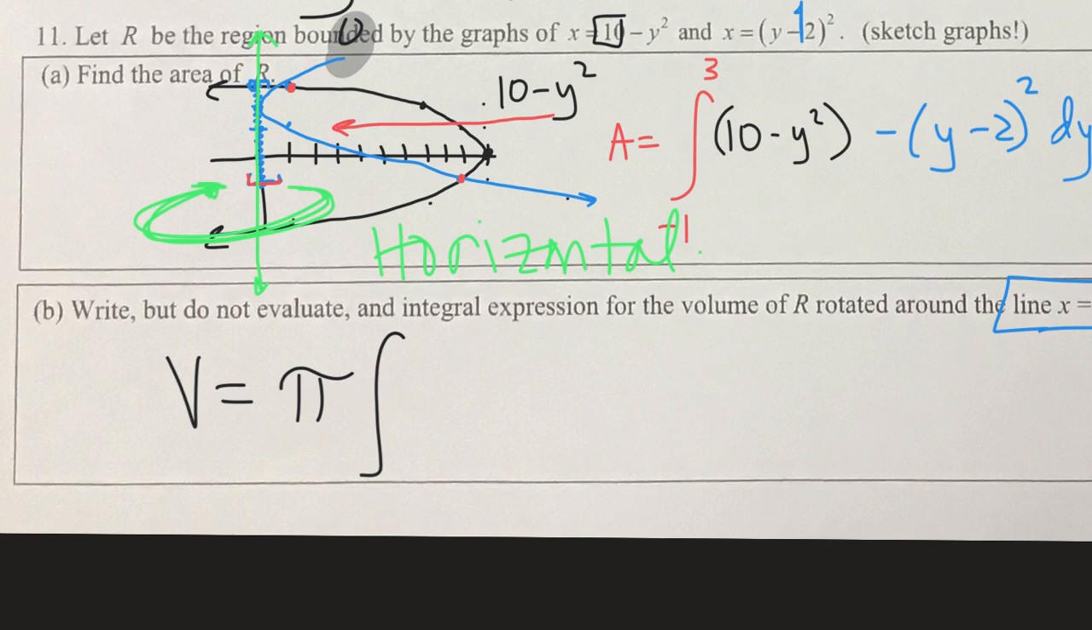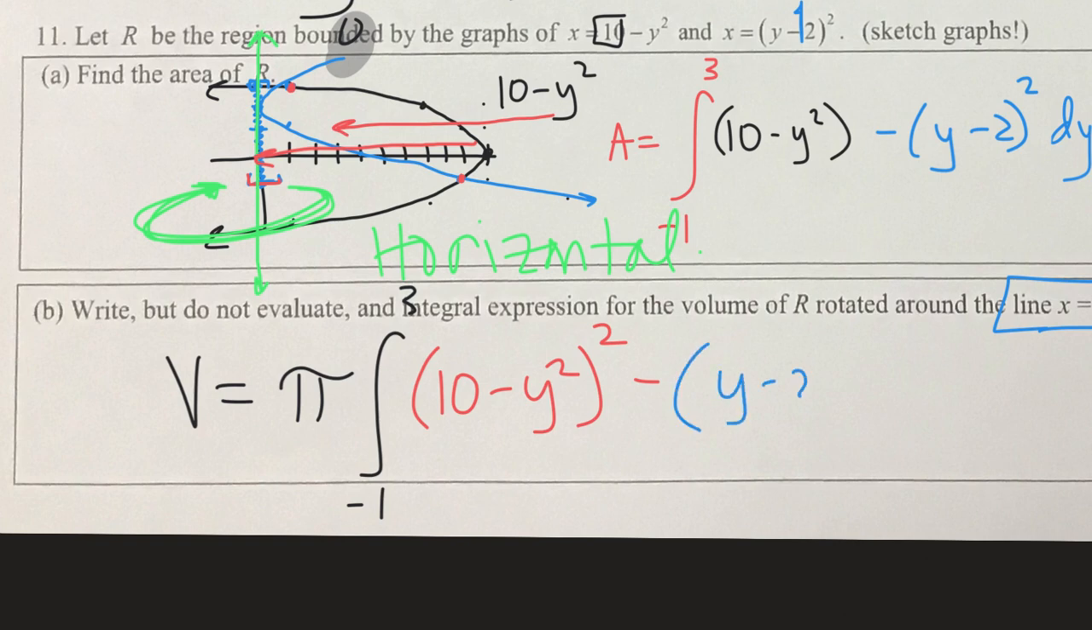Pi times the integral from -1 to 3. Once again, they're y values. Of your farther radius. So the farther radius is your 10 minus y squared graph. And we're squaring that because now it's a pi r squared equation. Minus the closer one, which is the y minus 2 quantity squared, squared, dy.